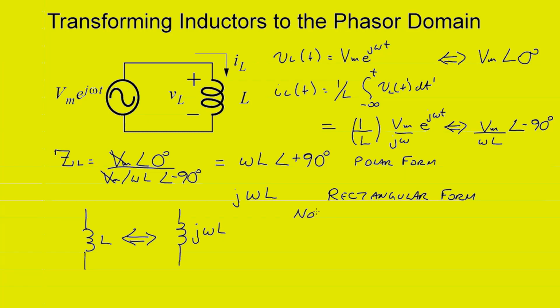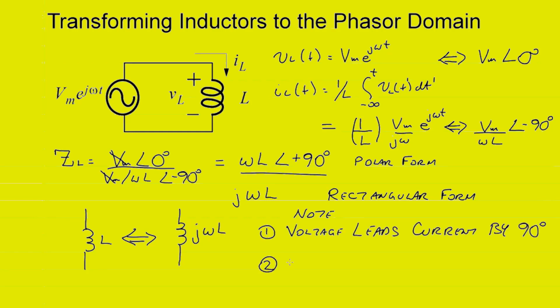And note here two things. The first one, the phasor representation of the inductor, the impedance, is the ratio that we multiply the current by to determine the voltage. And you can see that the phase now will be 90 degrees positive, so the voltage will lead the current by 90 degrees.